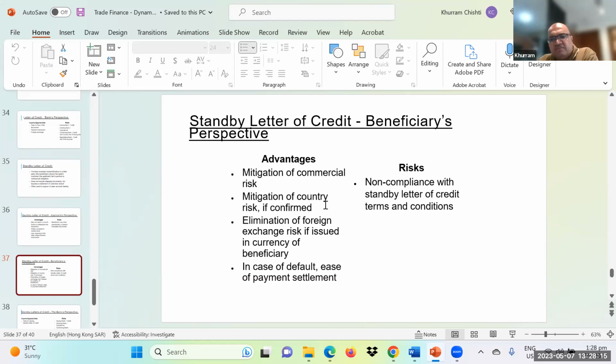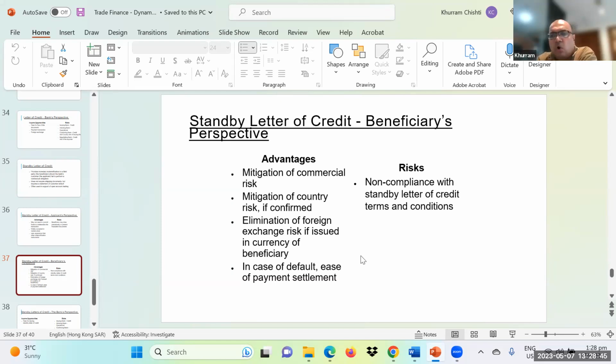Elimination of foreign exchange risk if issued in the currency of the beneficiary. We had a similar case earlier where we said, if I am dealing in INR, Indian rupees, and I get my payment in Indian rupees, then I don't need to worry. I don't need to worry about my Indian rupees appreciating or depreciating. I'll get what I want. In case of default, ease of payment settlement. That is, in case Almaya defaults, I have an easy way out with my money.